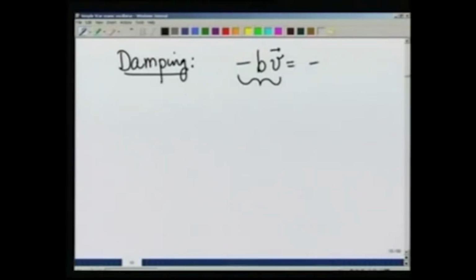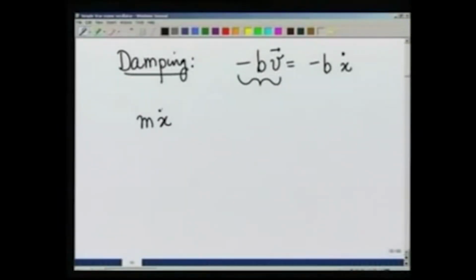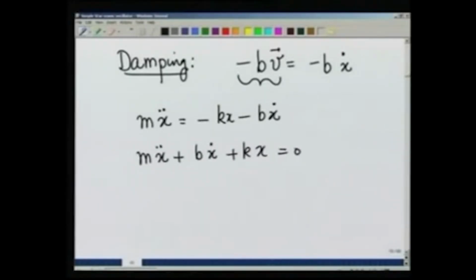Let me write this in one dimension as minus b x dot, and therefore, the equation of motion in this case is going to be m x double dot is equal to minus kx minus b x dot, which I can write as, bringing all the x terms to the left, m x double dot plus b x dot plus kx is equal to 0. Dividing by m, I am going to write this as x double dot plus b over m x dot plus k over m x is equal to 0.